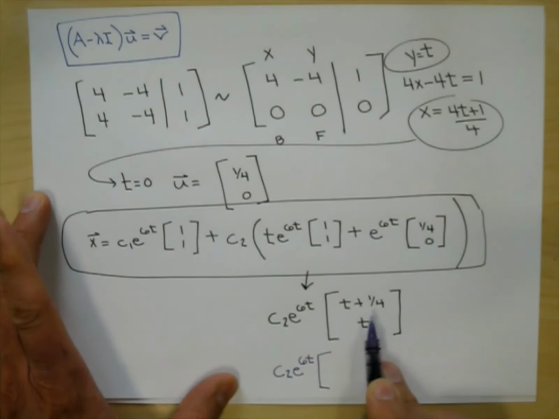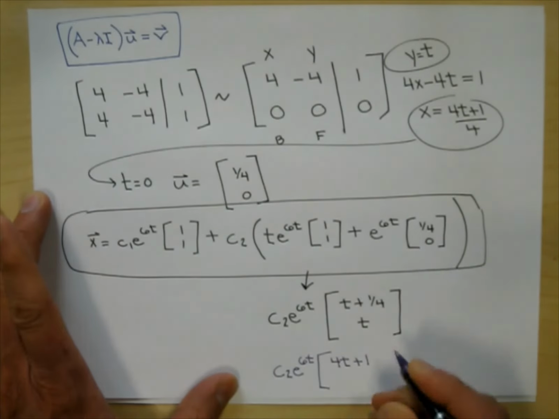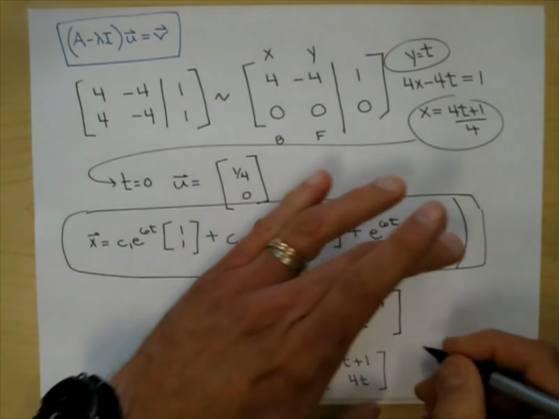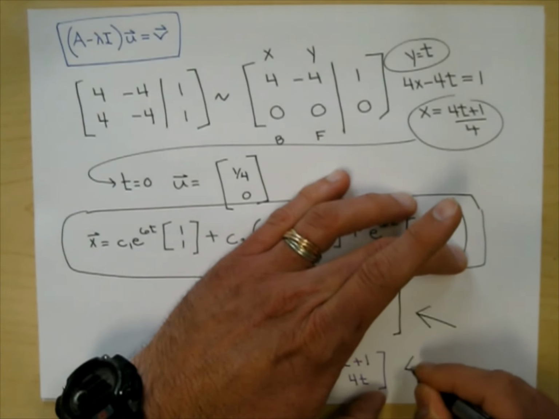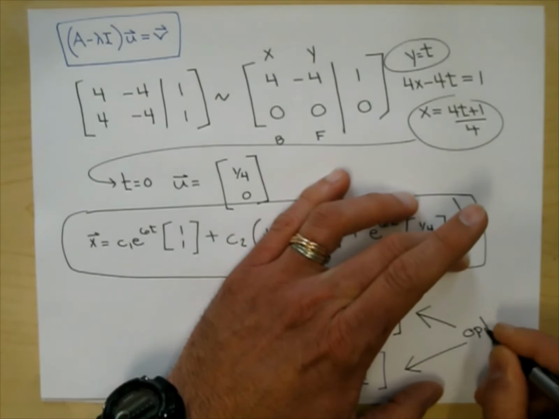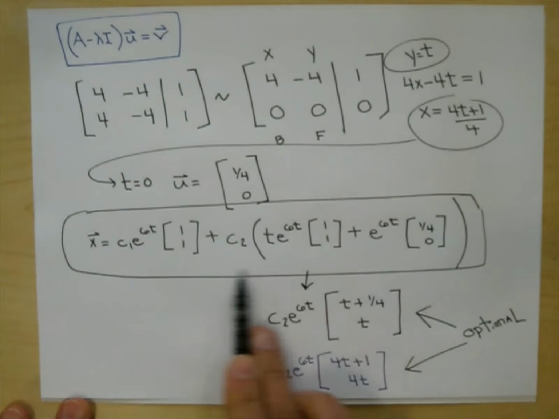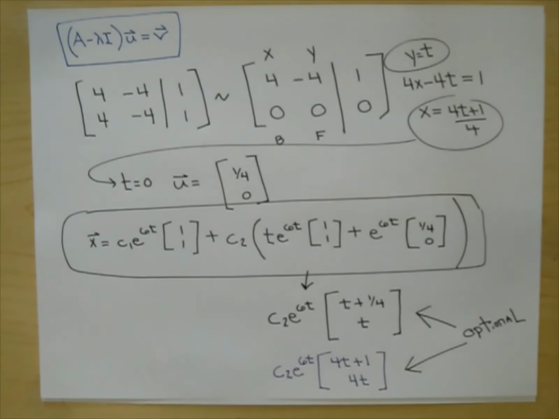You don't like that 1/4? Multiply this whole vector here by a 4, and you would end up getting 4t plus 1. And on the bottom you have 4t. Okay? I want to emphasize, when you're taking the exam in this class, that this is optional. This is good enough for me right here. And that completes problem number 5, which asks us to solve a system of differential equations.